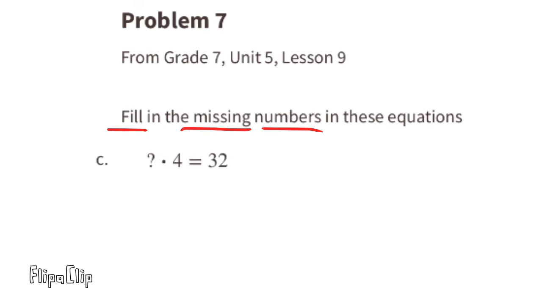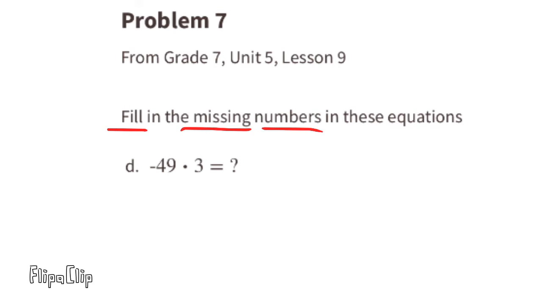C. What number times 4 equals 32? So that's going to be a positive times a positive, since the answer is a positive, and the 4 is a positive. 8 times 4 equals 32. You can also find that by doing 32 divided by 4. That equals 8. D. -49 times 3 equals what number?